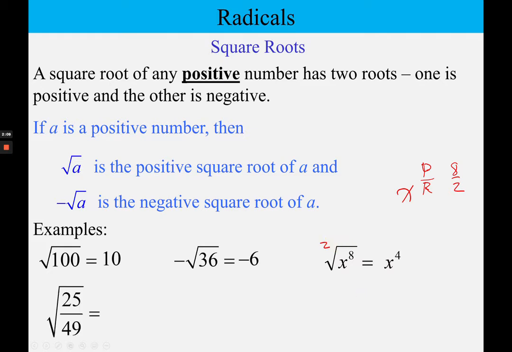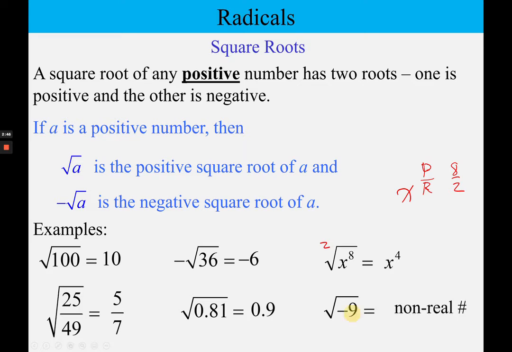If you have a fraction, you just separate the top and below, or you just get the square root of the number on top and the number below. Square root of 25 is 5, square root of 49 is 7. It's 5 over 7. Sometimes you have decimals. You have square root of 0.81 is actually 0.9, because 0.9 times 0.9 is 0.81, just like 10 times 10 is 100.